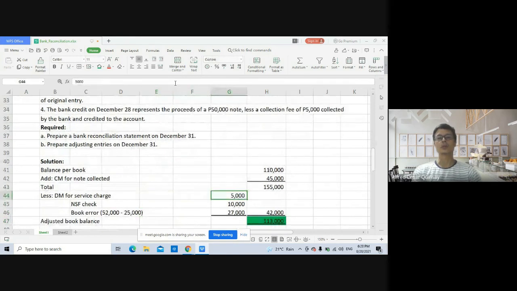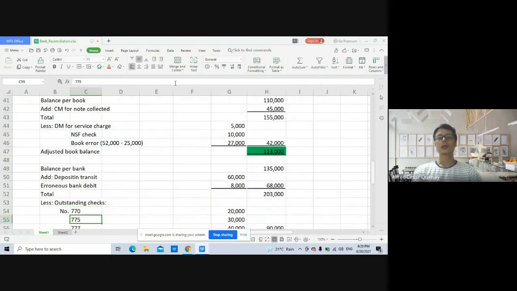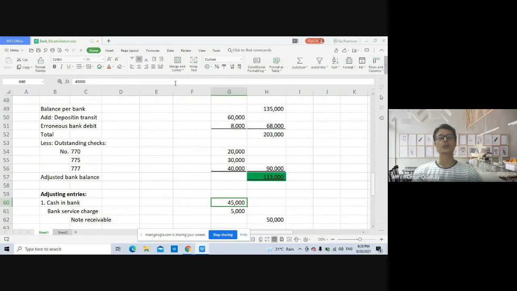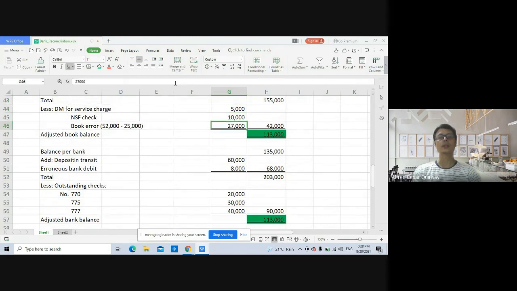So this one is 45. Actually, that 45,000 is this already. As we can see here, the bank credit on December 28 represents the proceeds of the 50,000 note less the 5,000 collected by the bank and credited to the account, which is 45,000. That's why we are just reconstructing that here. The 50,000 is our notes receivable. It was split into cash in bank of 45,000, which is the credit memo, and the 5,000 service charge of the bank.